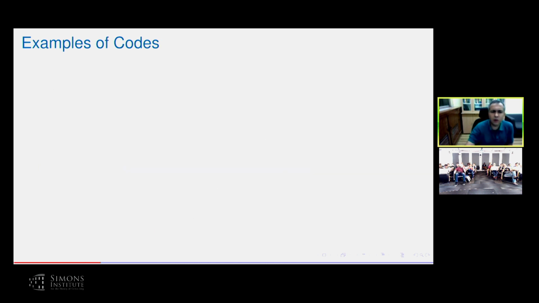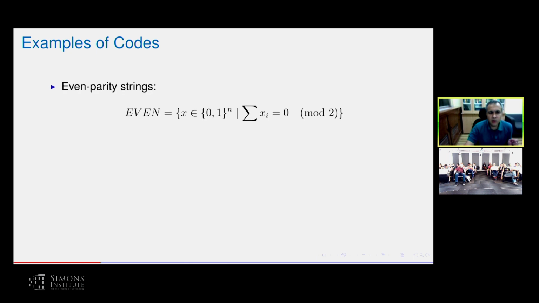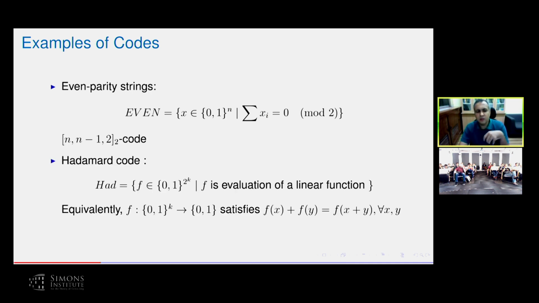Just to get our hands a little more dirty, let's see a few examples of codes. These will be the main characters for this talk. One of the simplest codes is the set of even parity strings. The simplest linear code is the set of all n-length strings whose parity is even. It's not hard to see that this is a code. In the previous notation, it's an [n, n-1, 2] code.